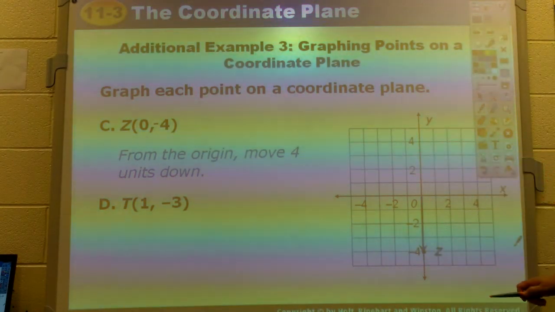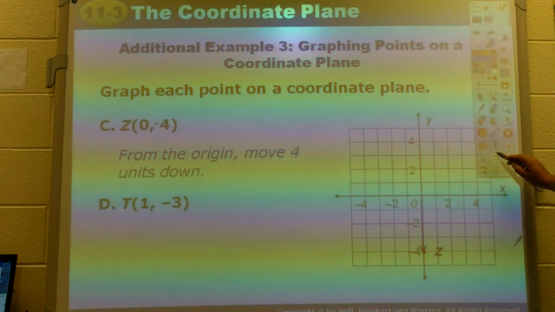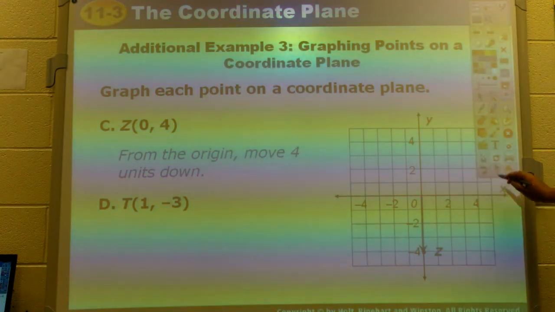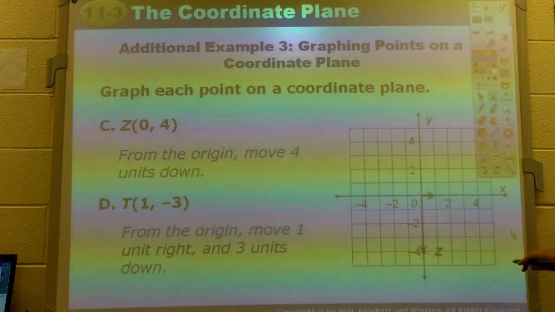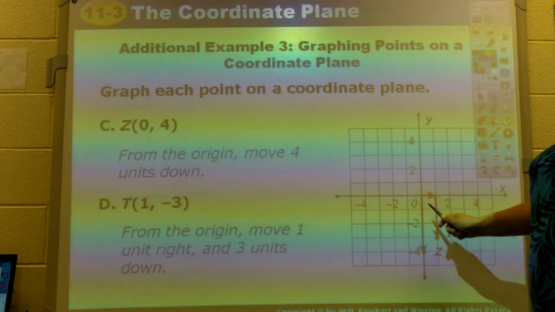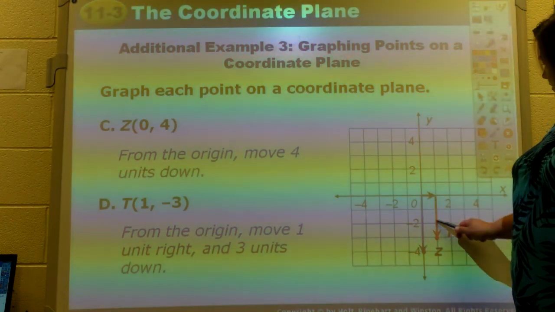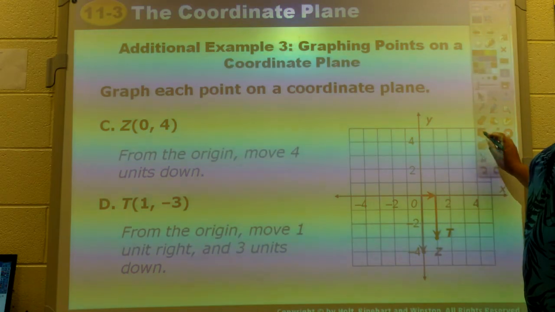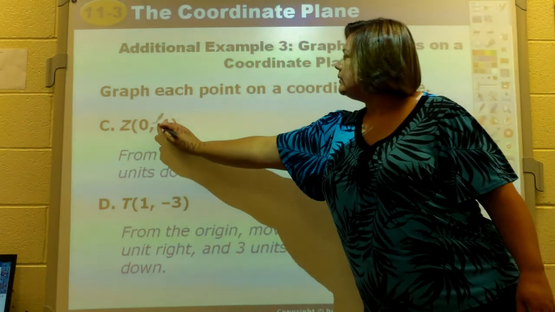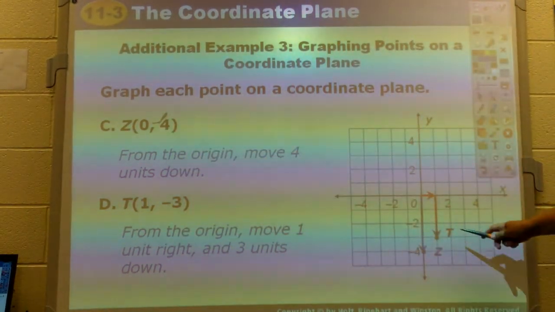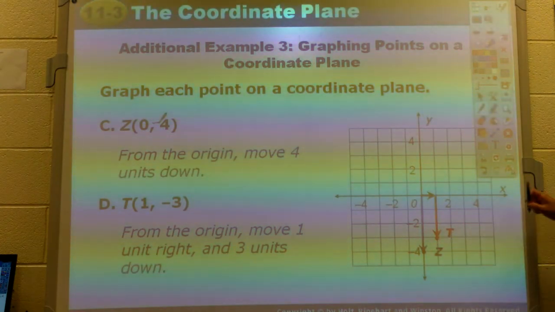Our next one is T, 1, negative 3. So I'm going to 1, positive 1, and then down to negative 3. And I'm putting my point T right here.